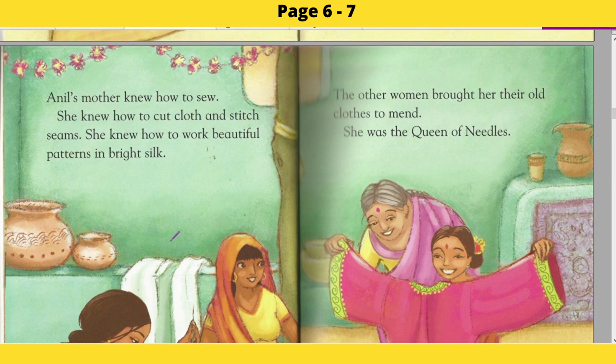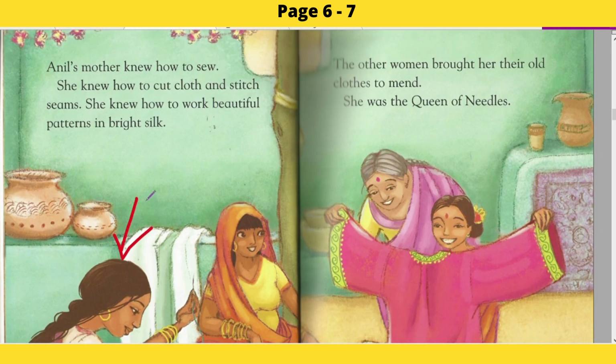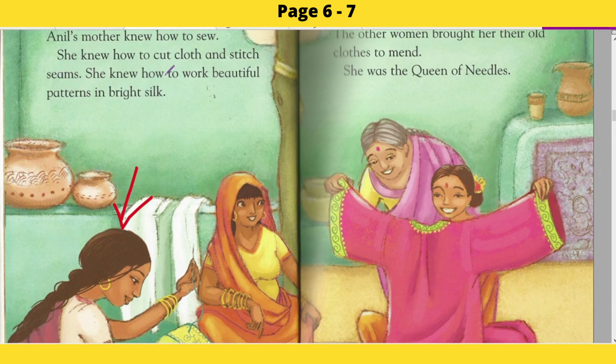Alright, now we are talking about Anil's mother. This is Anil's mother. She was known as the queen of needles. Dia dikenali sebagai Ratu Jarum. Why? Because she knew how to cut cloth. Dia pandai potong kain. And then she knew how to stitch seams. Dia pandai menjahit. And she also knew how to work beautiful patterns in bright silk. Dia juga pandai reka buat corak-corak patterns yang beautiful di atas kain-kain sutera.